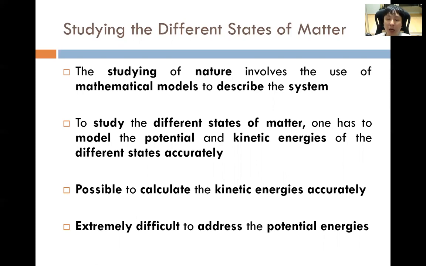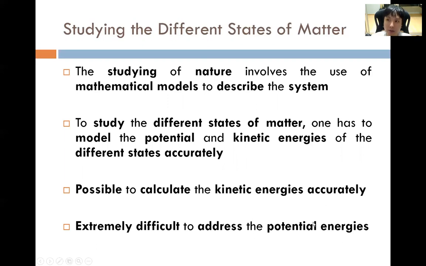We need to be able to describe the kinetic energies of the particles in the solid, liquid, and gaseous state. And we must also be able to describe the potential energy of the particles in the solid, liquid, and gaseous state. It is possible to calculate the kinetic energies accurately. After all, the kinetic energy is just half mv squared of the particles. However, it is extremely difficult to describe the potential energies accurately.